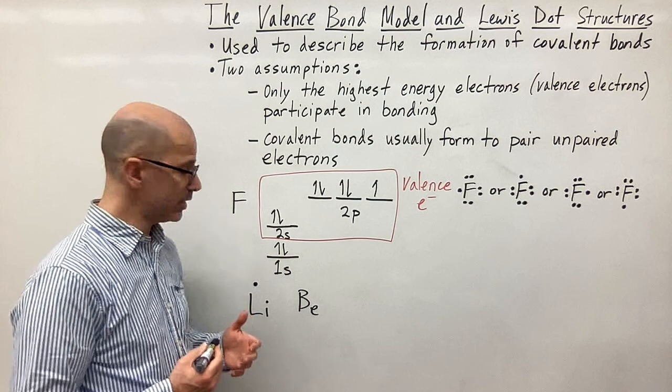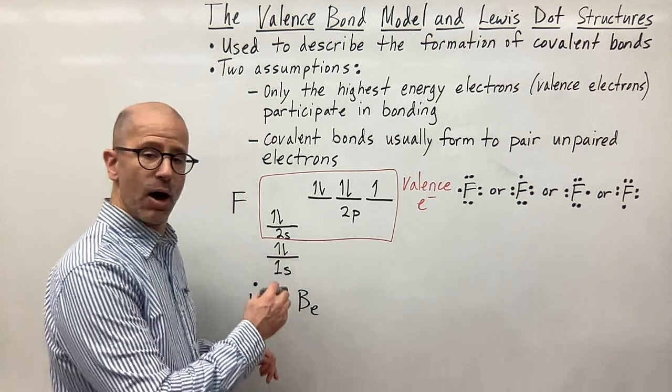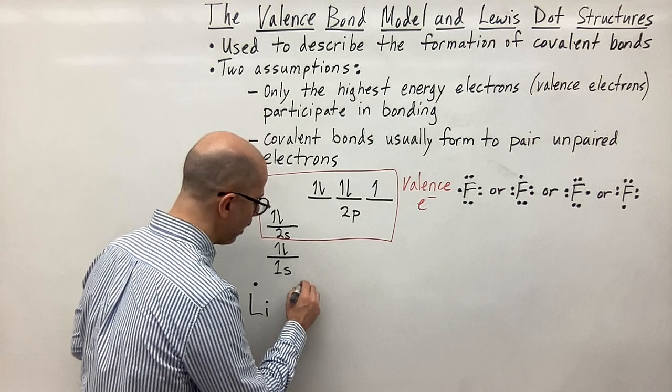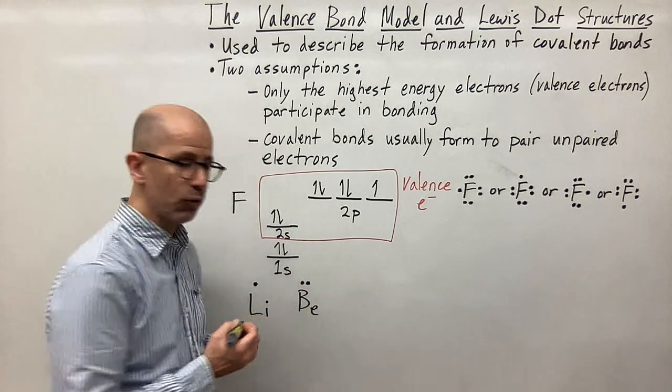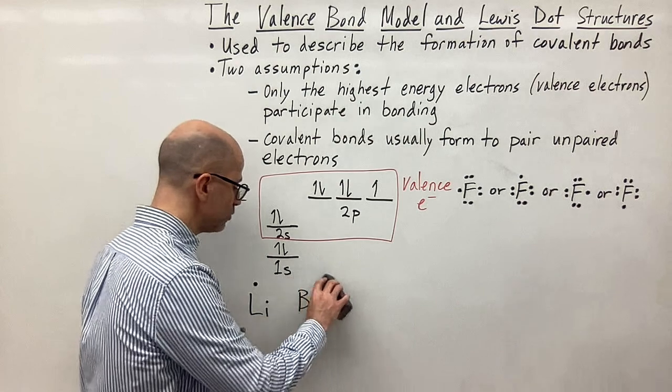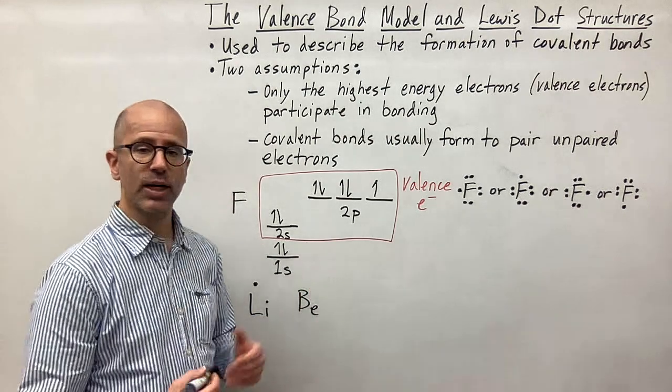How you put the dots is going to be one at a time. You put the dots, you don't do this. Don't pair them up right away. That would be wrong. That's not how you do the Lewis dot symbol. So since we have two valence electrons, we're going to need two dots.